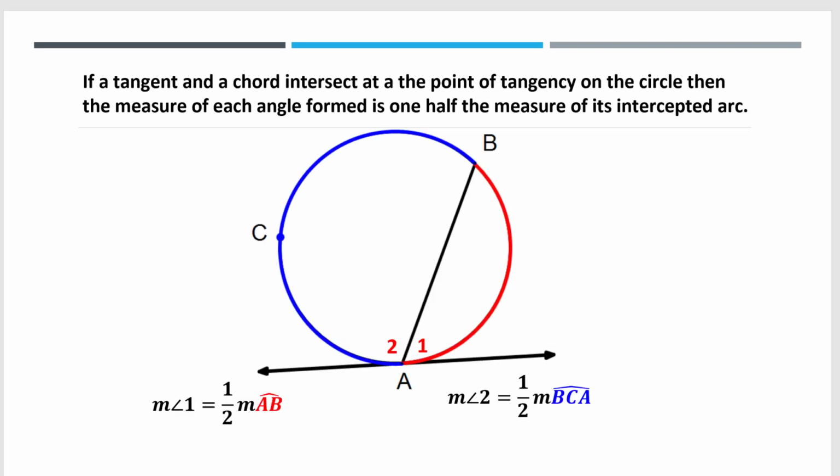Now, what about a case where one chord is actually tangent to the circle? It says, if a tangent and a chord intersect at a point of tangency on the circle, then the measure of each angle formed is 1/2 of the measure of the intercepted arc. So for example, angle 1 right here is going to be half of the arc AB. And angle 2 right here is going to be half of the arc BCA. So same rule applies. It just looks a little bit different because the one chord is tangent to the circle.